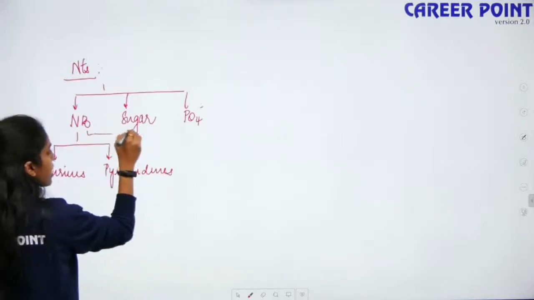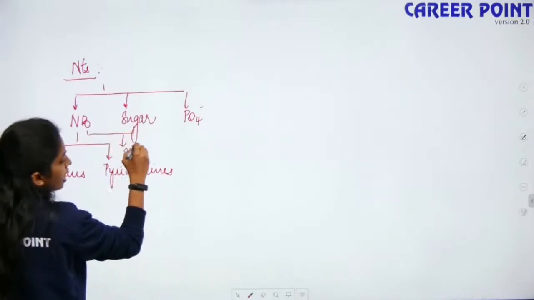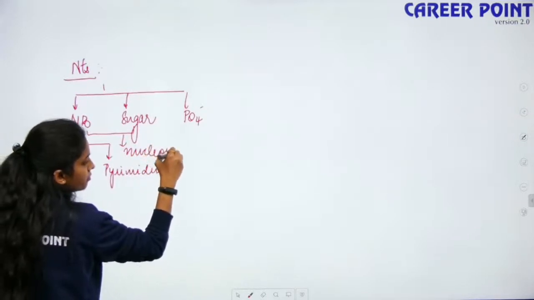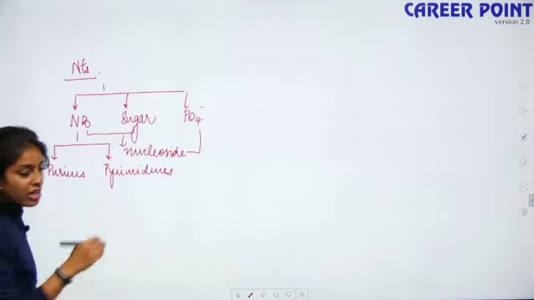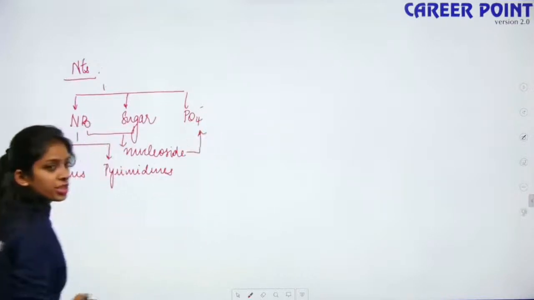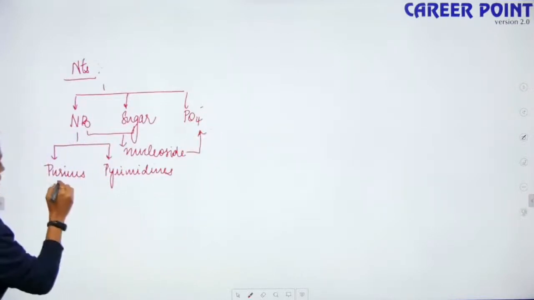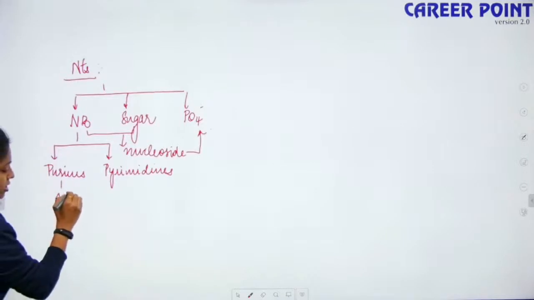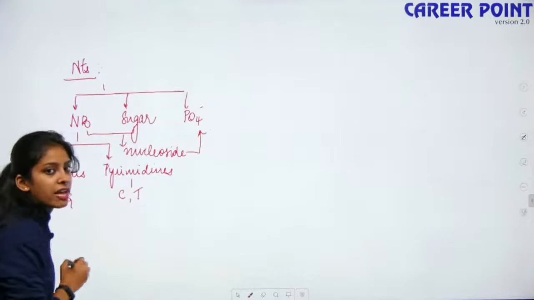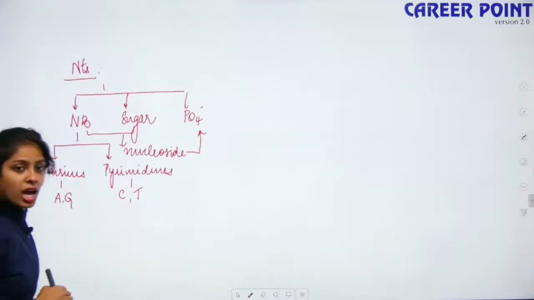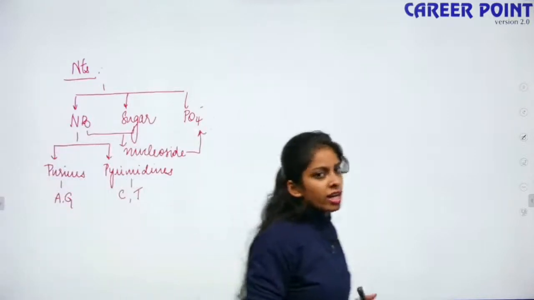So nitrogenous base plus your sugar is known as your nucleoside. Nucleoside plus a phosphate is your nucleotide. So this is the combination that I have discussed before. Your purines include adenine and guanine. Pyrimidines include cytosine and thymine in case of DNA.